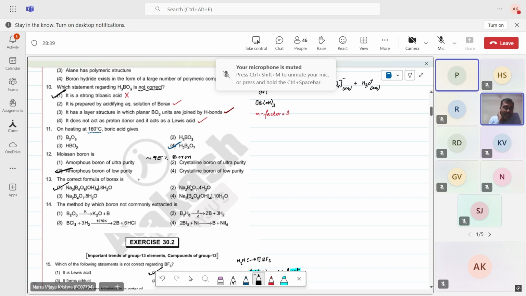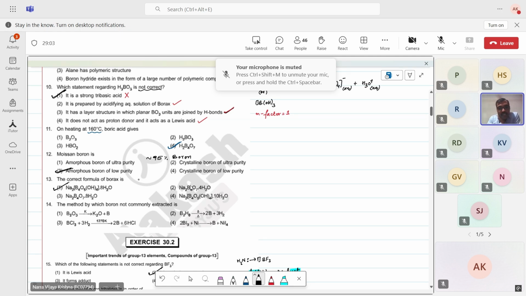Purity means only boron is present. When they talk about purity, there should not be any other impurities or any other gangue particles, right? Then only we call it pure boron. Yes, sir. Now, it is in amorphous form.